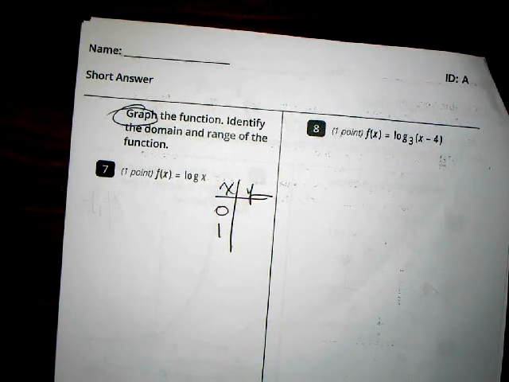Wait a minute. It changed. It said log of x, but now there's this 10 down here. What is that? Ah. This is called the base. So on your paper, make sure you're diagramming log base 10 of x. Log base 10 of x. So 10 is the base.